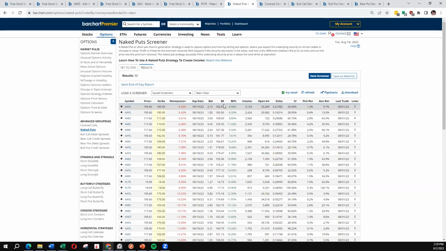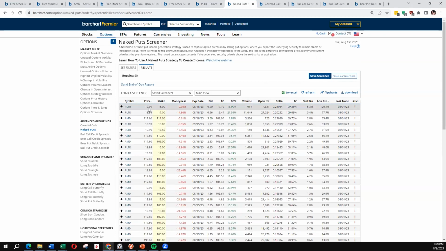we'd take ownership of Apple at 185. Our break-even price would be the strike price minus the premium, which is 182.87. That's a 6.96% decline to break even. We've got really nice volume and open interest, so that's good. Potential annualized return of 9.7%. Or I could filter by annualized return.